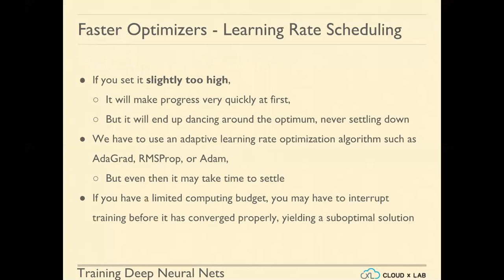If you set it slightly too high, it'll make progress very quickly at first, but it'll end up dancing around the optimum and never settle down. Even then, it may take some time to settle. If you have a limited computing budget, you may have to interrupt training before it converges properly, yielding a suboptimal solution.